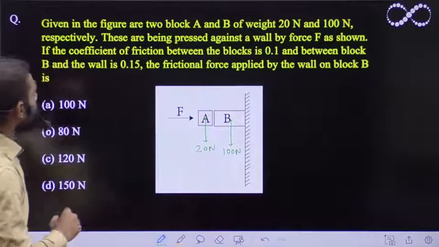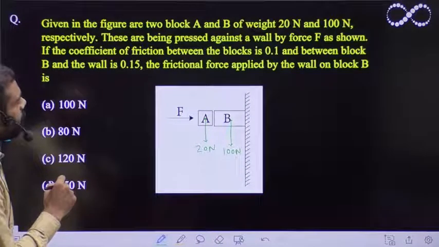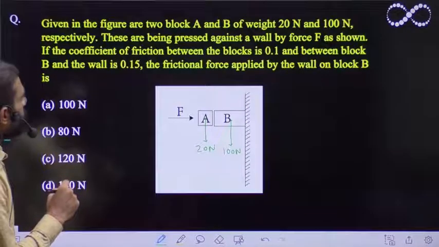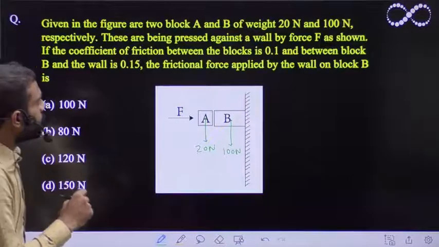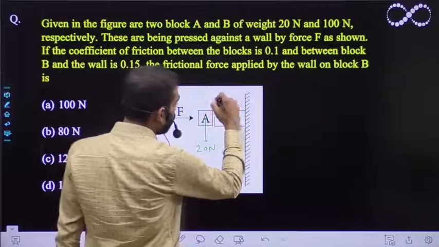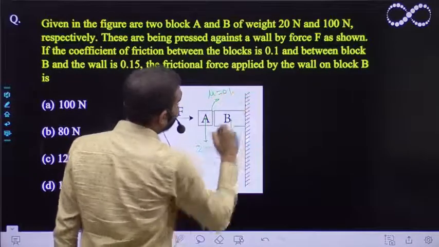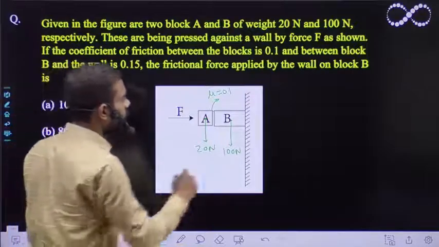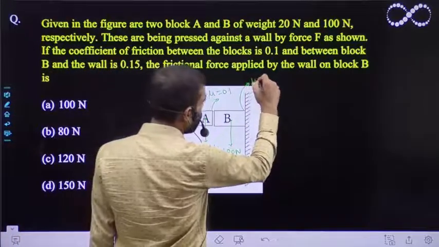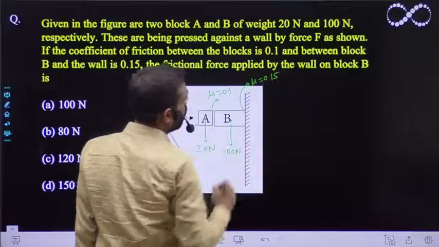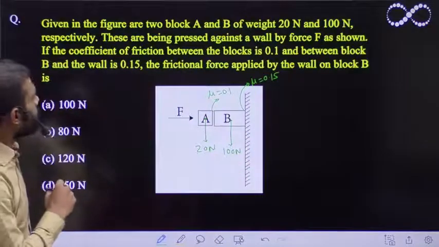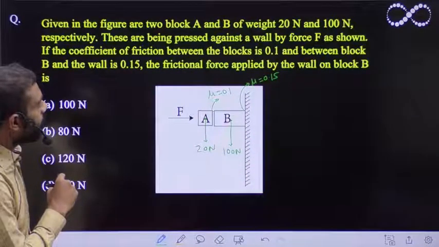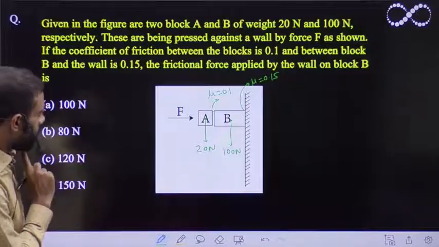These are being placed against a wall by a force F as shown in the figure. If the coefficient of friction between the blocks is 0.1, so here the mu is given 0.1, and between the block B and the wall is 0.15. Then the frictional force applied by the wall on the block B.